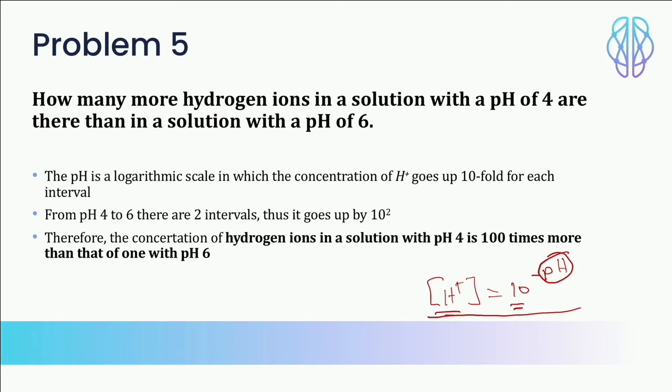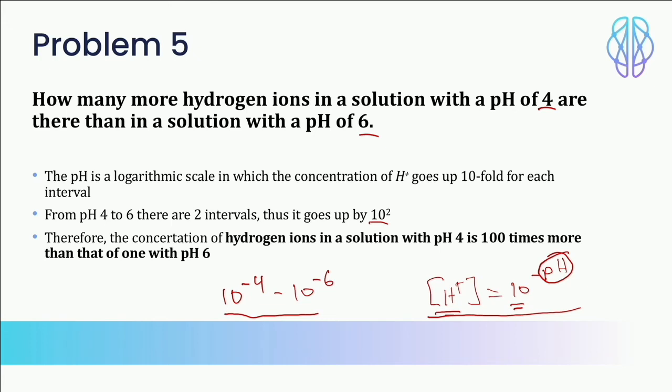Therefore, between pHs 4 and 6, there are 2 intervals, and thus there would be a 10 squared difference. You can also work this out in your calculator by manually putting 10 to the power of negative 4 minus 10 to the power of negative 6, which are the 2 pHs requested in the question. Or you can just remember the fact that for each interval in pH, there's a tenfold difference. Either way, you will get to the same answer of 10 squared.